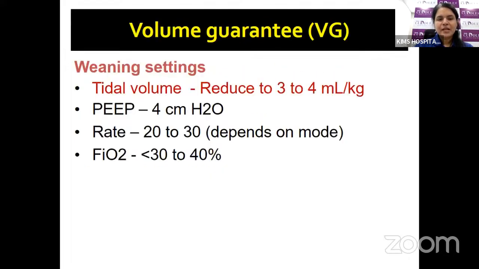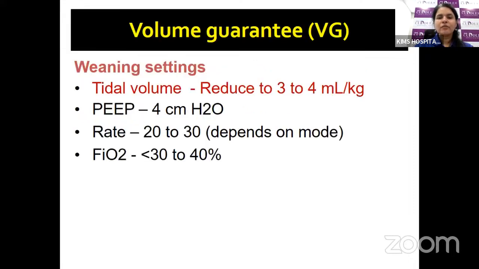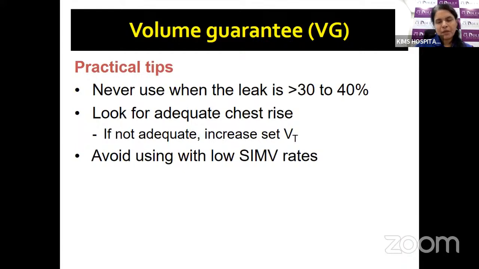Now, the Pmax, as we already discussed, might have to be set at least 3 centimeters of water higher than the working pressure. And when we are ready to wean from volume guarantee mode, we would have generally reached a tidal volume of 3 to 4 ml per kg with a minimal peak of 4 centimeters, a respiratory rate of 20 to 30, and a minimal FiO2 requirement below 30 to 40%. Remember that there is no need to reduce PIP because auto weaning happens automatically in volume guarantee mode.